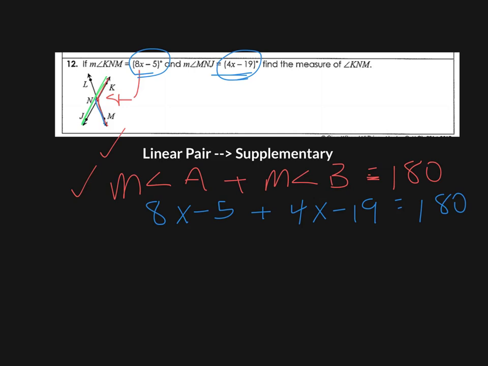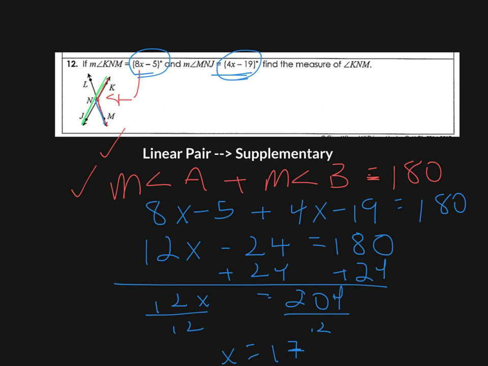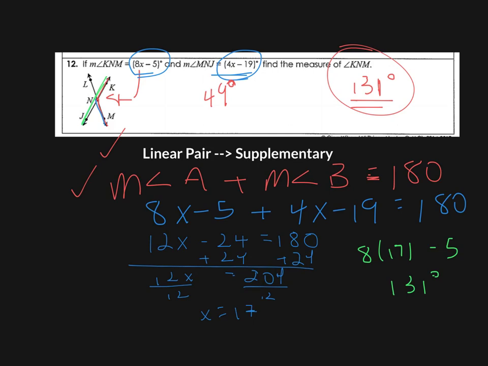Pause it, work this through on your own. Don't keep following my work. Did you arrive at a value of x equals 17? So we got a value of x, but we need to find the measure of K and M. So we take 17 and we come over to 8x minus 5 and substitute that in. After I substituted it in down over here, I have 8 times 17 minus 5 is 131 degrees. So up here is my final answer, 131 degrees.